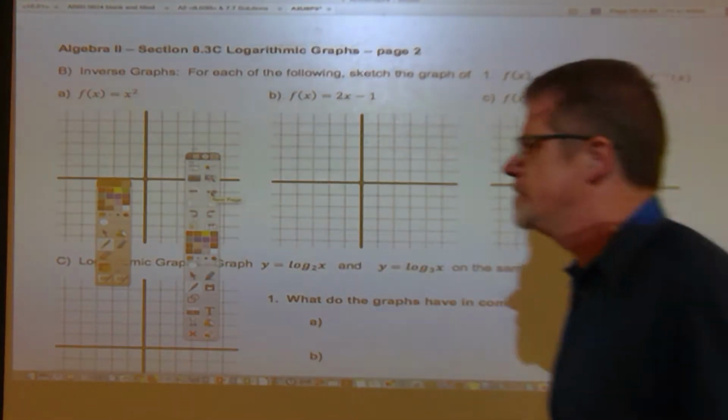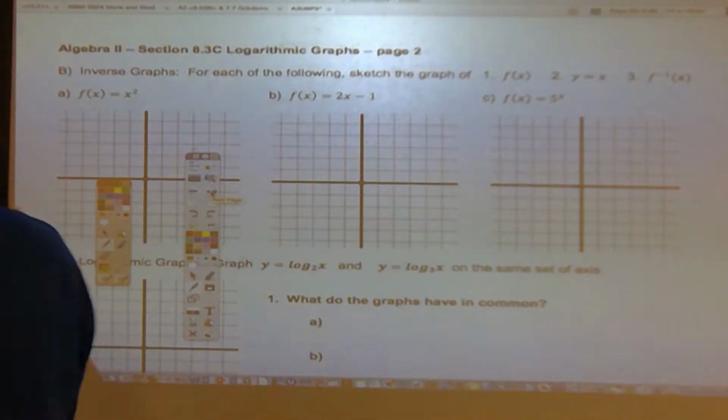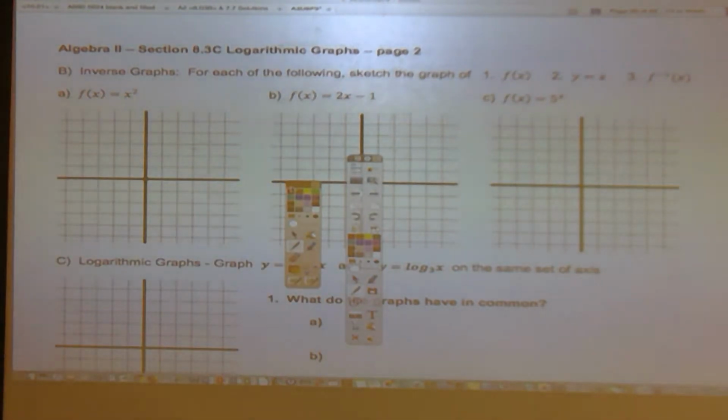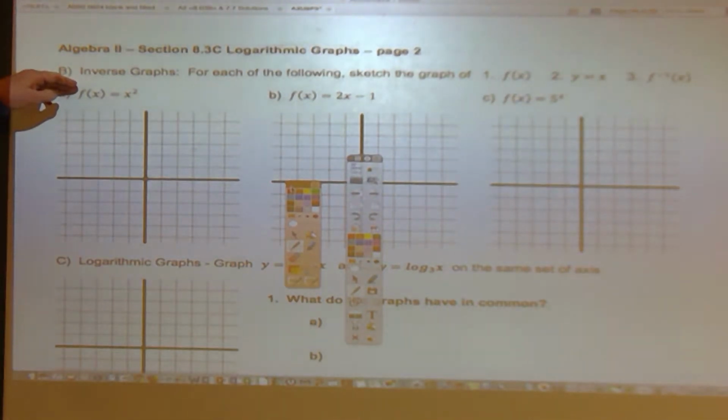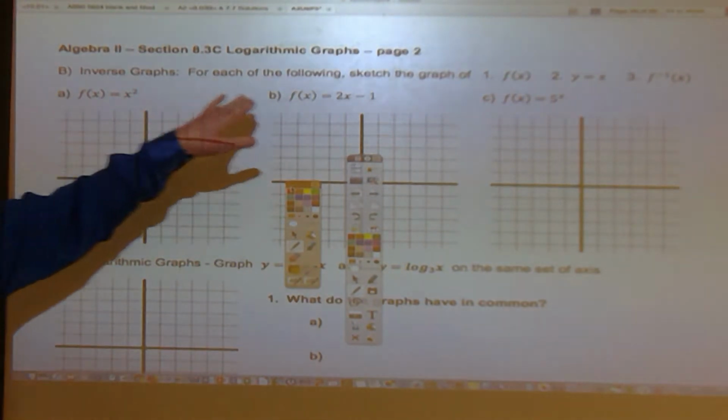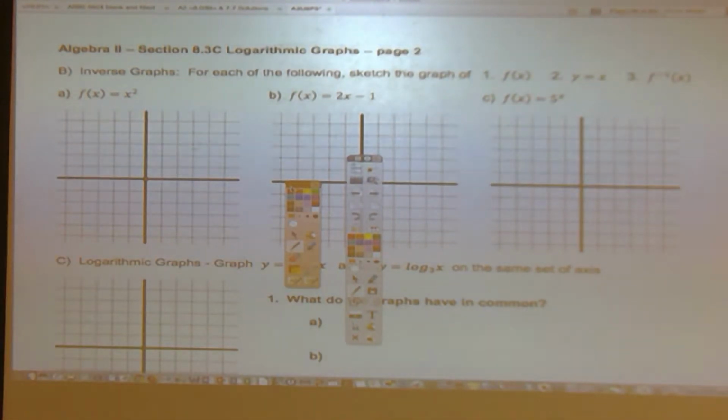All right, here we are on page 2. So, just like in the practice hot dog work we did, we need 3 graphs: F, the line y equals x, and F inverse. Try problems 1 and 2 on your own. Or actually, part A and part B on your own.